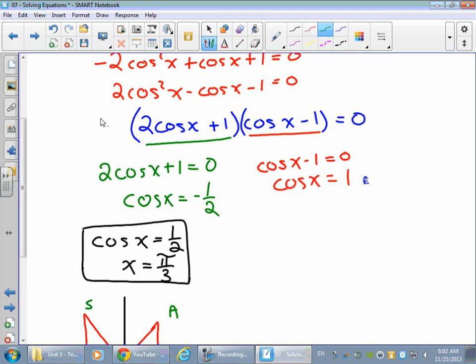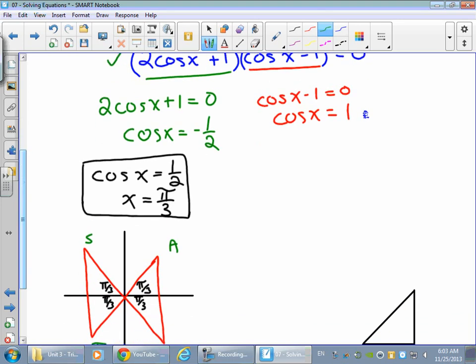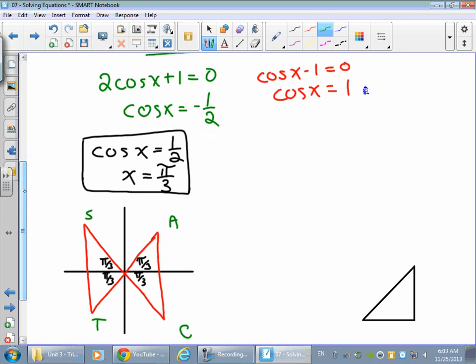From the blue line right there, solve the two possibilities. We've got cos x is negative 1/2, and cos x is 1. The negative 1/2 is pretty similar to what we just saw. We want to remember that the key area here is the 1/2 itself. So when cos x is 1/2, we're talking about primary angles of pi over 3.